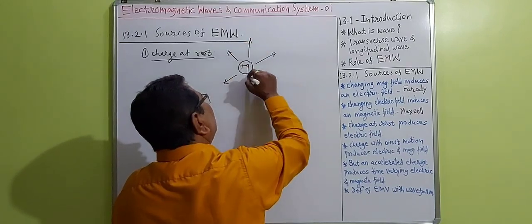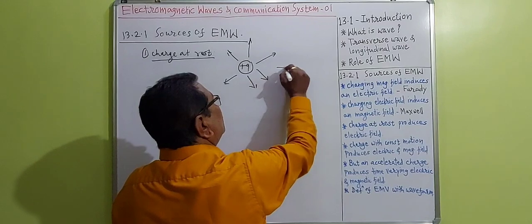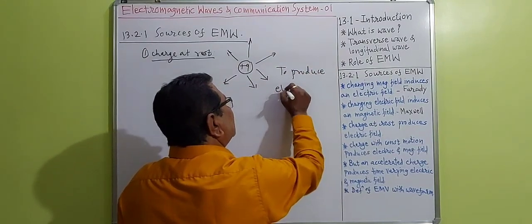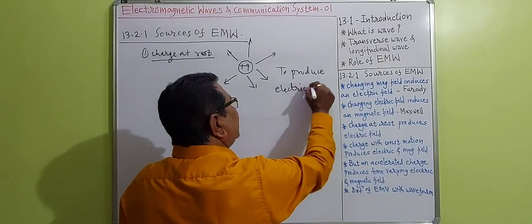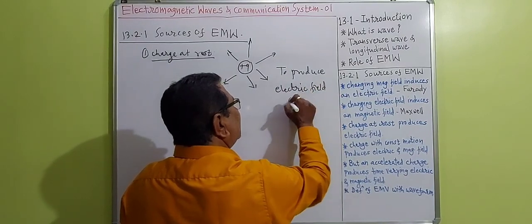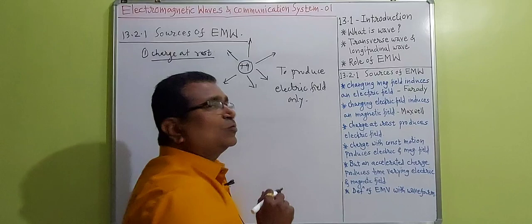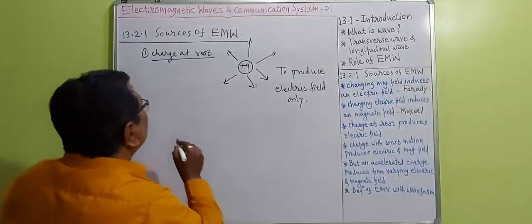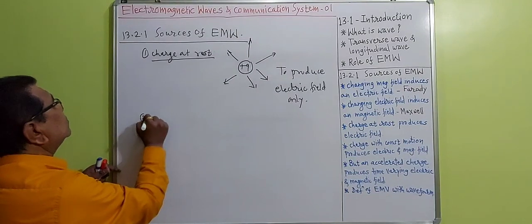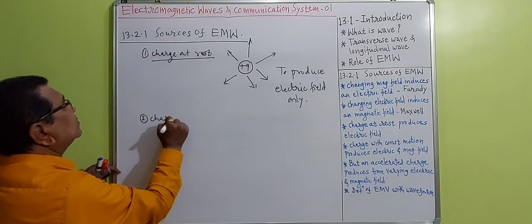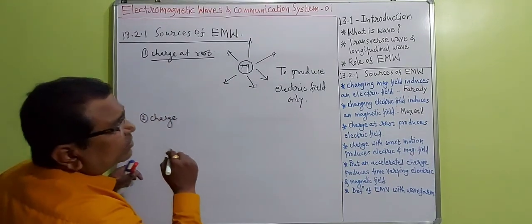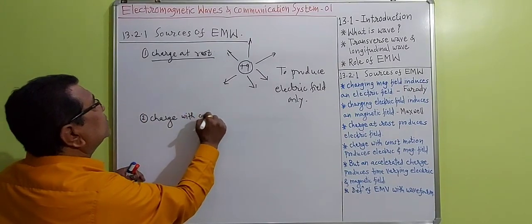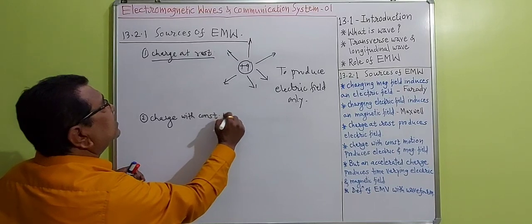The direction of the electric field is outward, to produce electric field only. So this is number 1. Number 2, charge with constant motion.